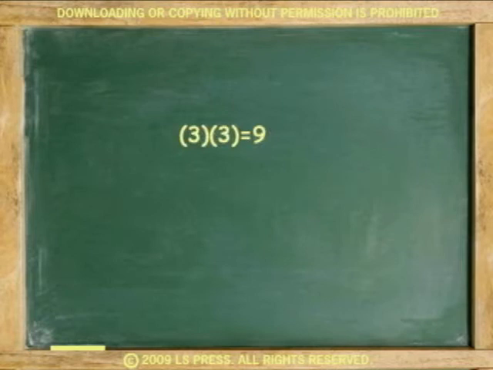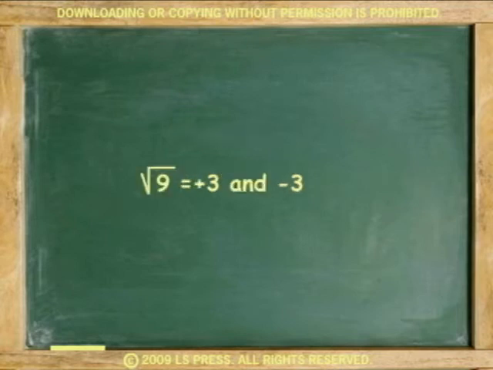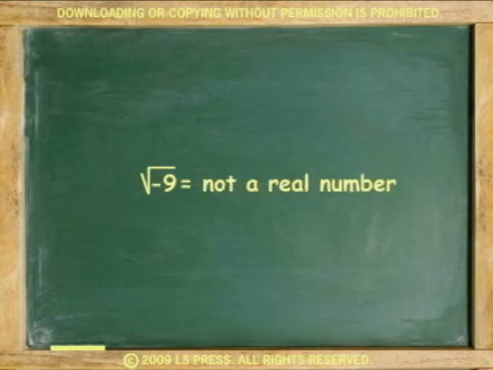For example, if 3 times 3 equals 9 and negative 3 times negative 3 equals 9, then the square root of 9 can be both positive 3 and negative 3. And the square root of negative 9, for example, cannot be found.